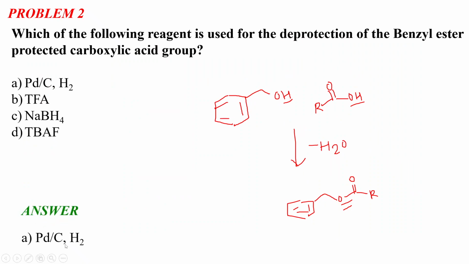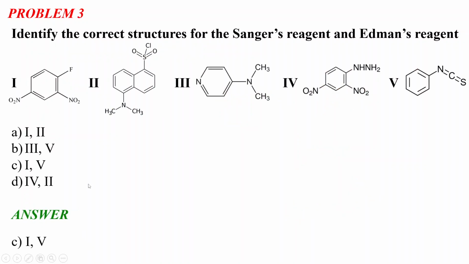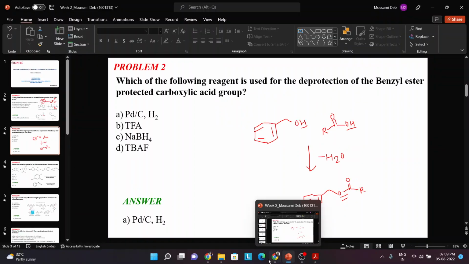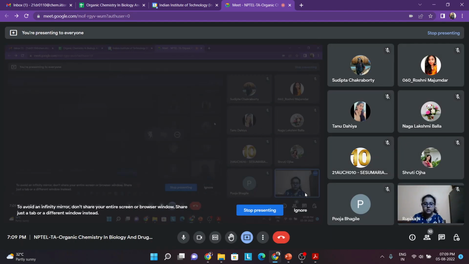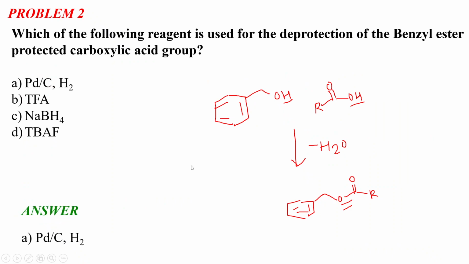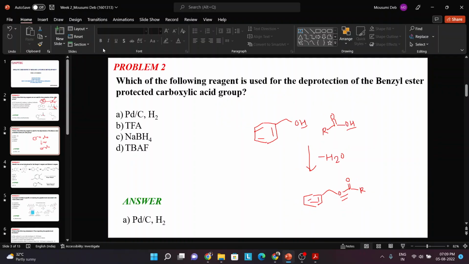So the answer is palladium on carbon, and hydrogen is the reagent which will reduce this group, and it will react and deprotect. So you need to remember a few reagents when you are studying deprotection chemistry. You need to remember which group protects which group and what is the reagent used for the deprotection. You don't need to remember many of them, but there are a few reagents which you need to remember for answering this kind of question.